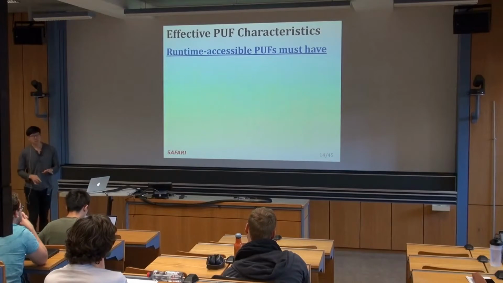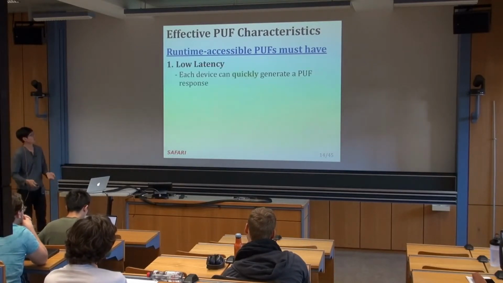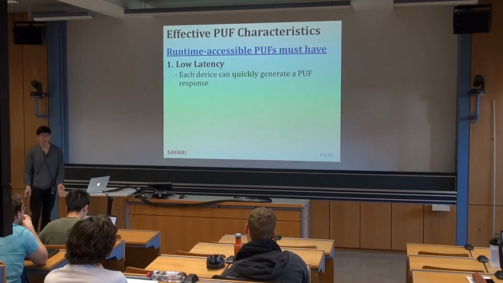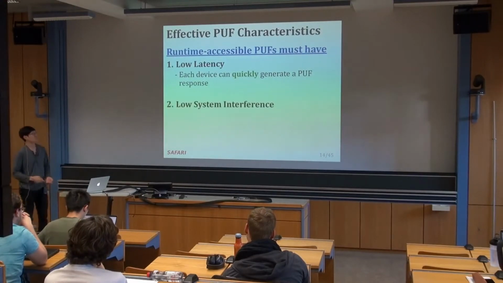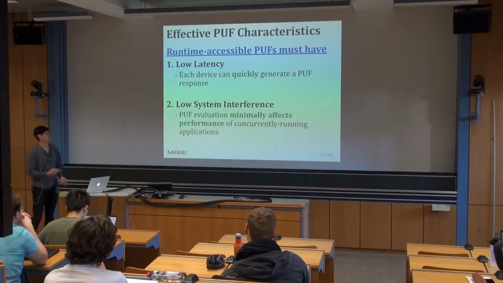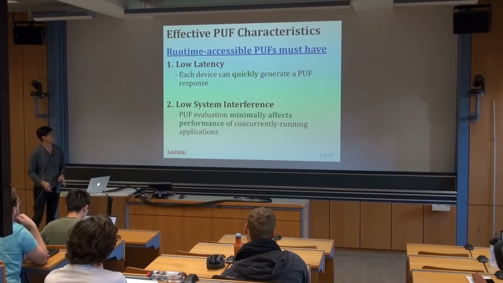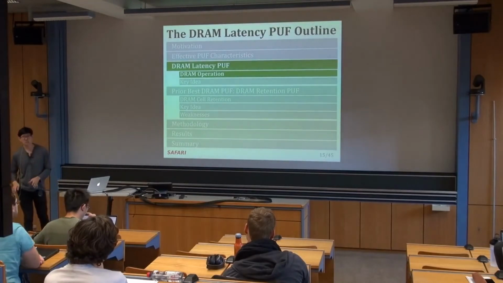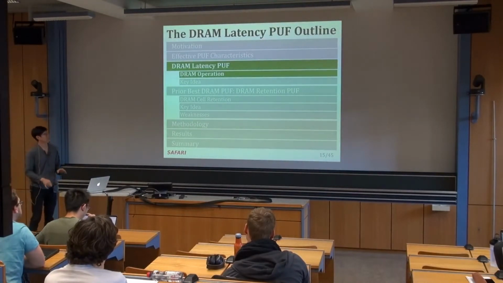So we also want a runtime accessible PUF, and runtime accessible PUFs must have low latency, which means that each device can quickly generate a PUF response. And we also want low system interference, which means that PUF evaluation minimally affects performance of concurrently running applications. So now I'll go into our mechanism, DRAM latency PUF, but first I'll talk about DRAM operation that's necessary to understand our mechanism.